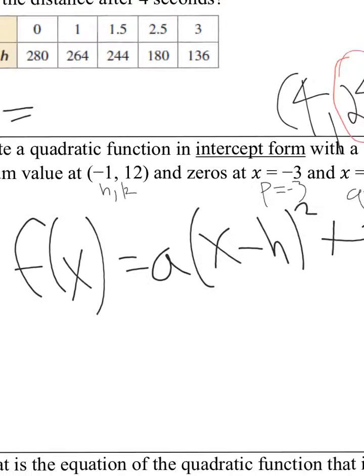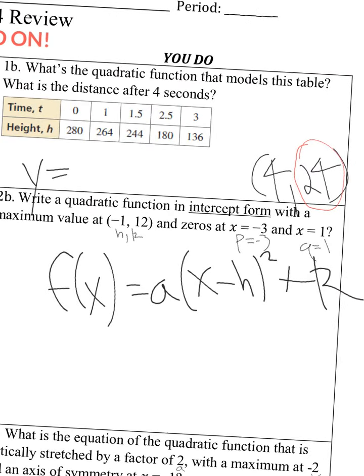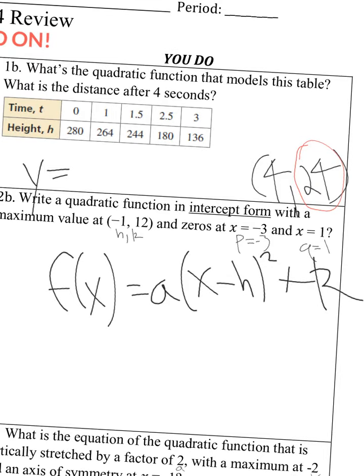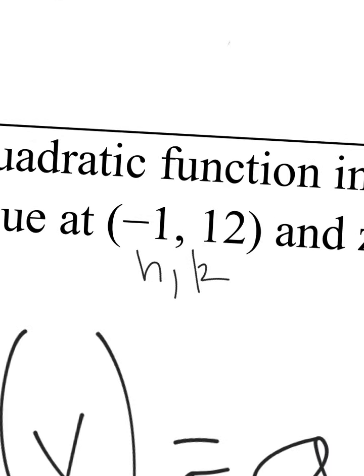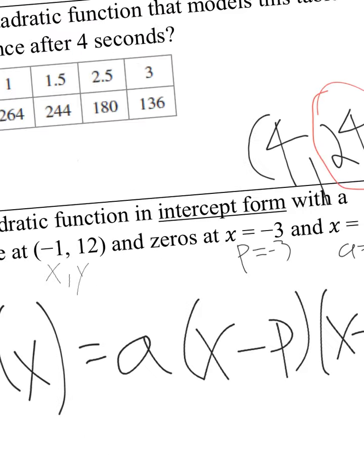For the second one, I just labeled everything for you. It's intercept form, so what I wrote here for you is actually wrong. I'm glad I'm going over it. What it should say is f of x equals a times (x minus p) times (x minus q). So instead of writing h, k here, because that's the vertex, you're going to want to write x, y for that one. And then use your other points for your p and your q.